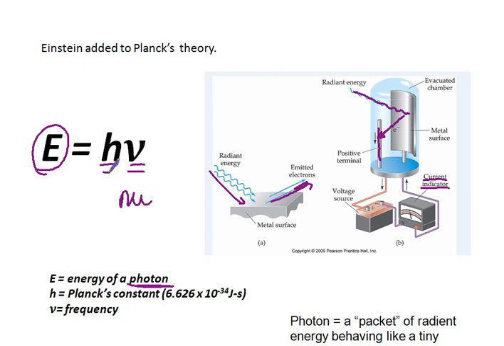Here, h is Planck's constant. Planck came up with what that multiple is of the energy, and it is 6.26 times 10 to the negative 34 joule seconds, okay?